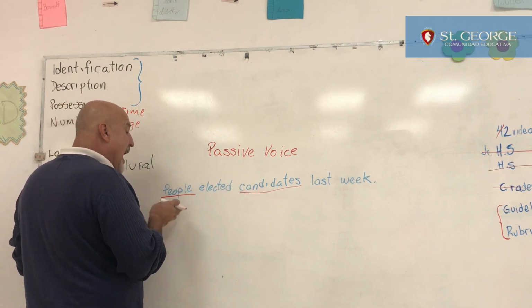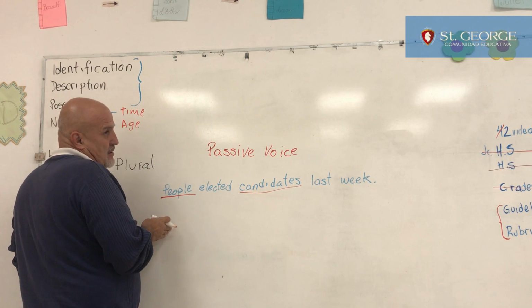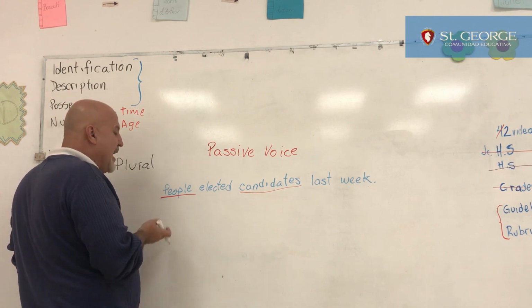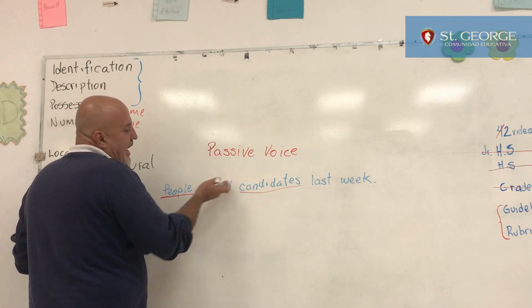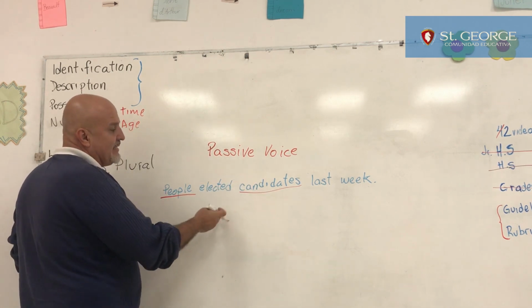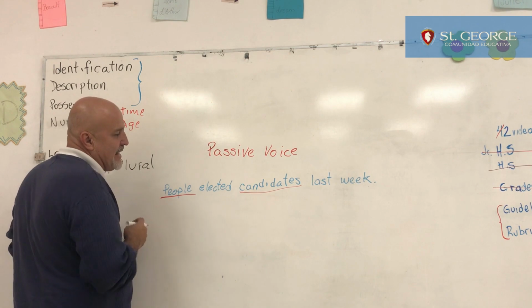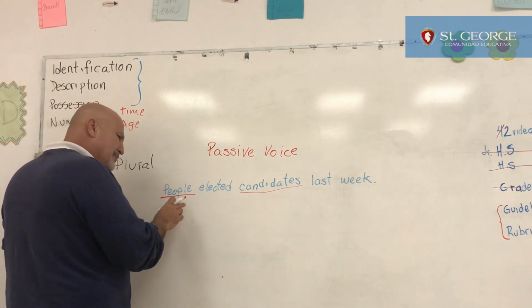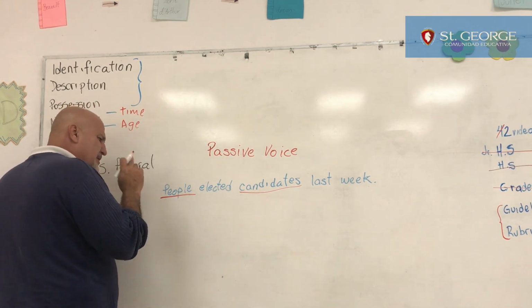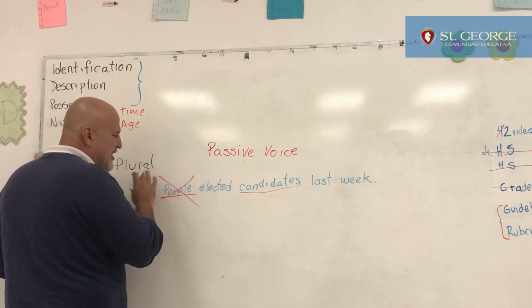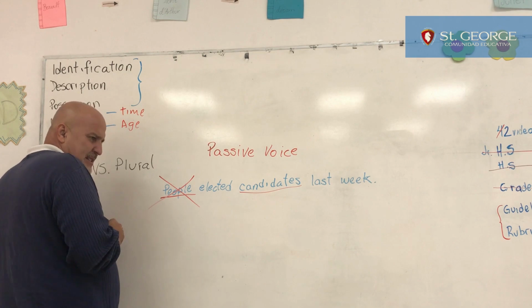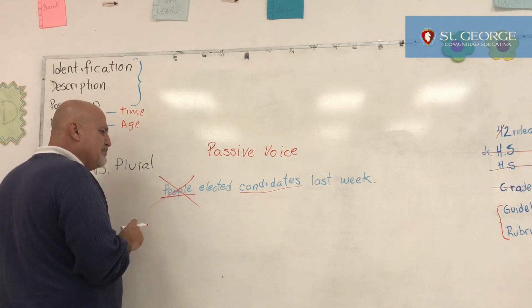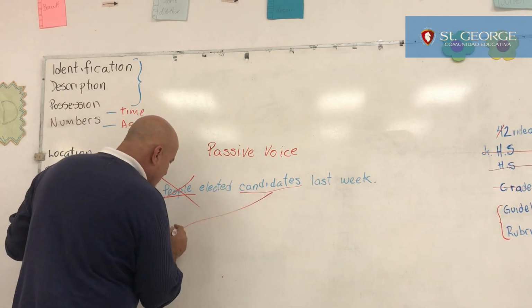But now, I don't want the people to be the subject of my sentence. Why? Because the people is obvious. I don't think the dogs elected candidates or the cats elected candidates. It's people who elect candidates. Okay. So now I eliminate this. This is the first thing that you do. Eliminate it. So now I don't mention people. Now I mention candidates.